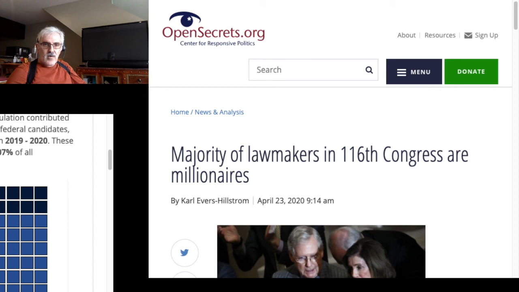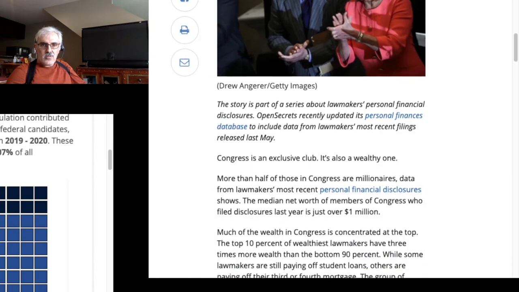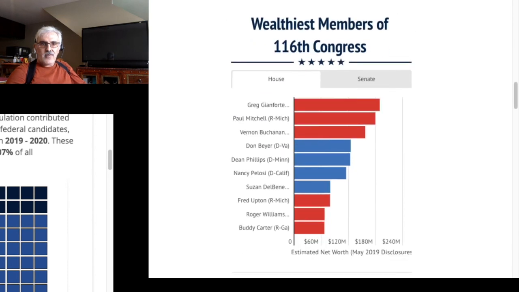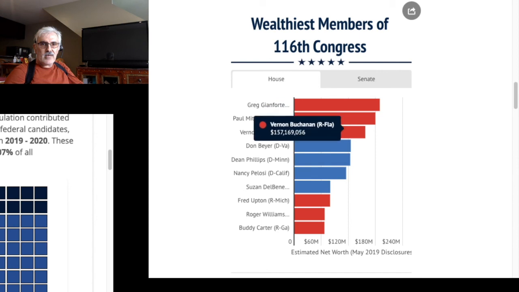So this is an article from Open Secrets. Majority of lawmakers in the 116th Congress are millionaires. This was the prior Congress to this one. Not much has changed, trust me. So let's interact with it, shall we? Okay, here we go. Scroll down. Wealthiest members of 116th Congress. House, Senate. This is the House member, Greg Gianforte, $189 million. That's his net worth. Another Republican, and another Republican, and then there's a Democrat, 124 million.